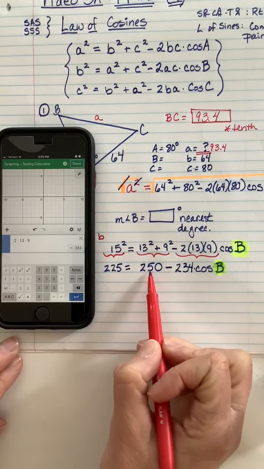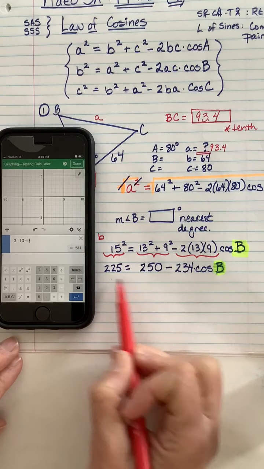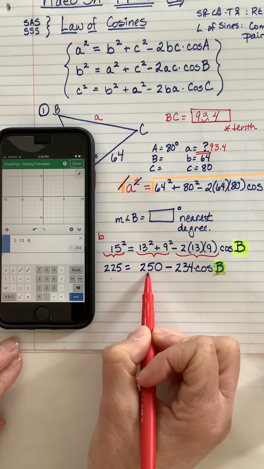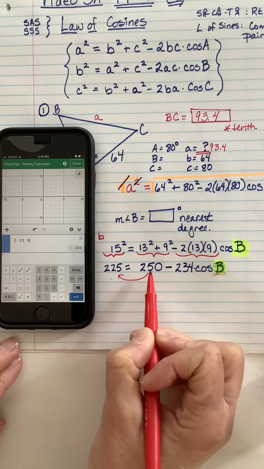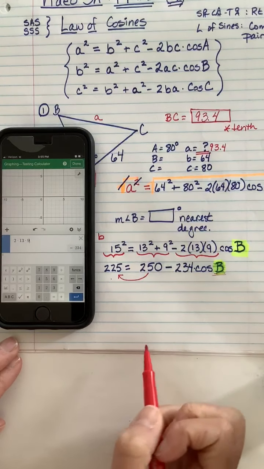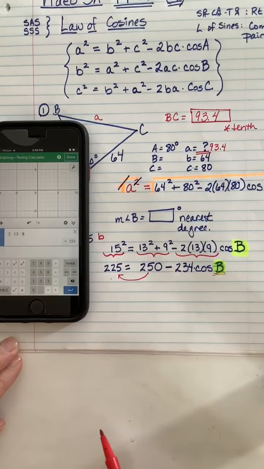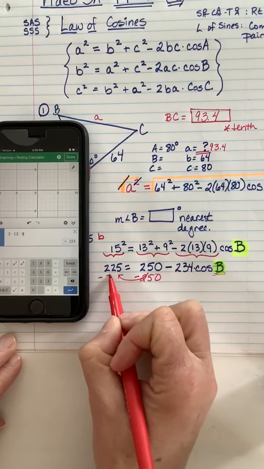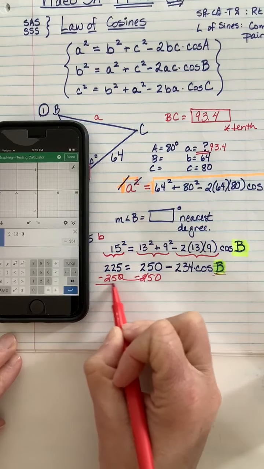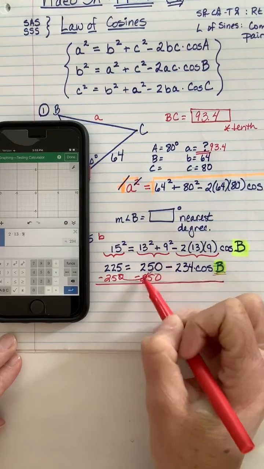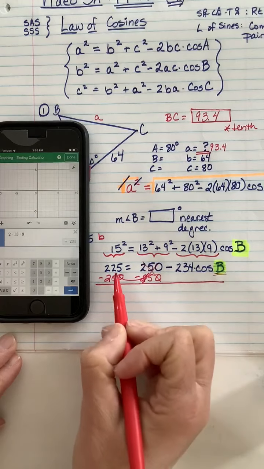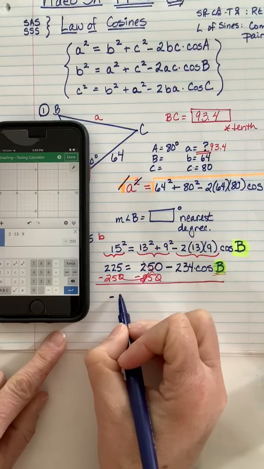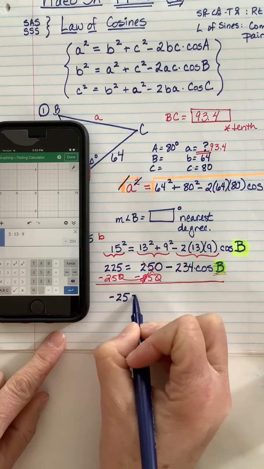What you can start doing now is you can start undoing. We need to move things away from this angle. So I am first going to undo a positive 250. How do I undo a positive 250? Well, I subtract 250 from both sides. Okay, becomes 0. 225 minus 250, I end up with negative 25.